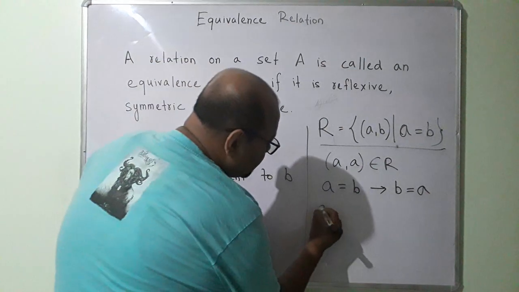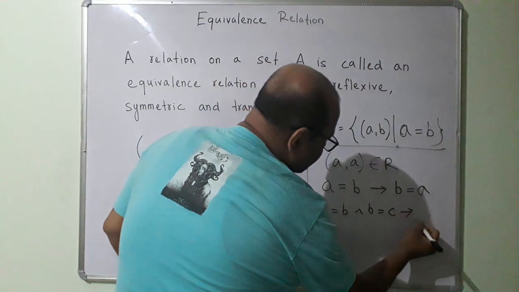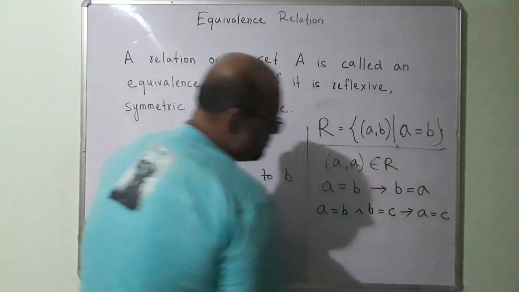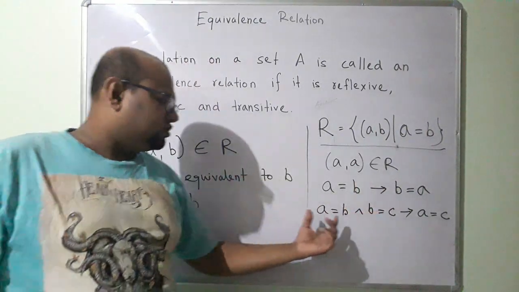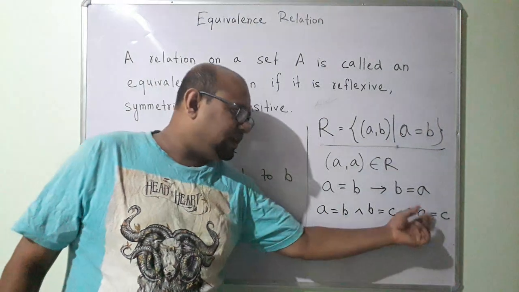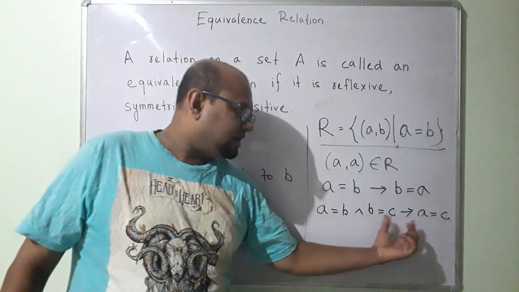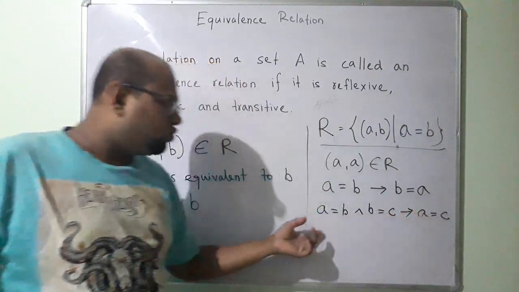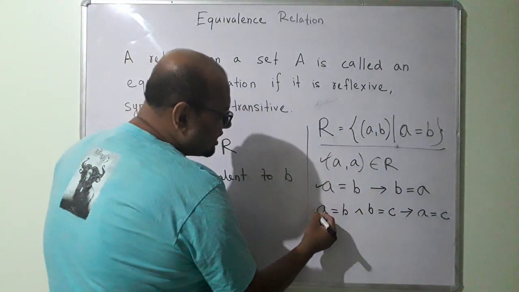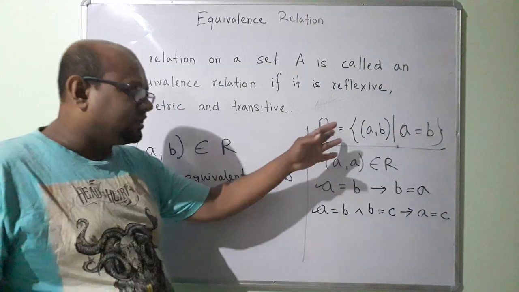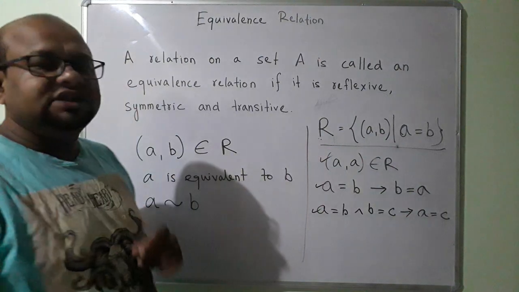Now if a is equal to b and b is equal to c, then I know that a is equal to c. These are from basics of arithmetic, right? So if (a, b) is in the relation and (b, c) is in the relation, then (a, c) will be in the relation. So we know this relation is transitive. All these three properties, reflexive, symmetric, and transitive, are satisfied by this relation, so we will say this is an equivalence relation.